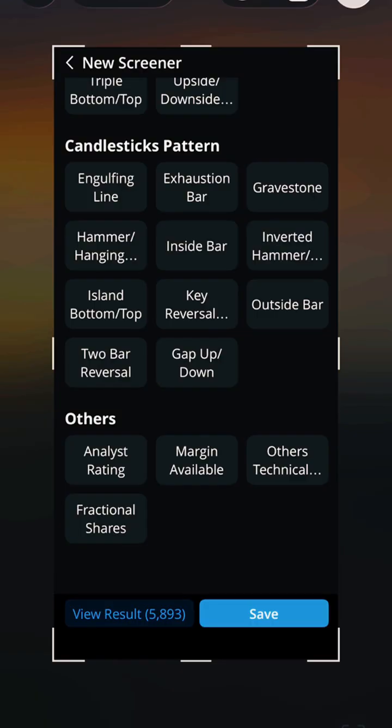The goal is to mix fundamentals plus technicals. The fundamentals tell you the stock is worth owning. The technicals tell you the timing to get in or out. So once you learn how to use a screener, you stop guessing and you start targeting things. You become a data-driven trader, right? Someone who trades with purpose and not emotion.